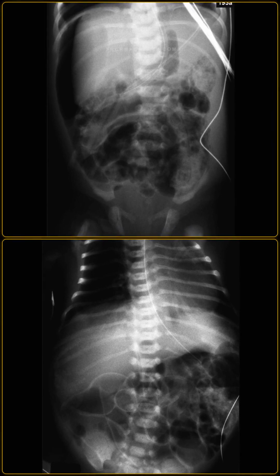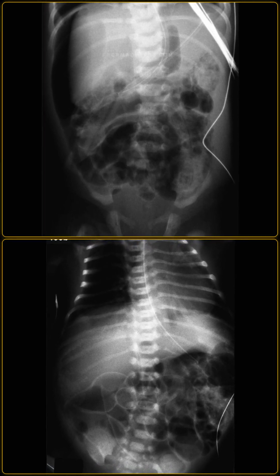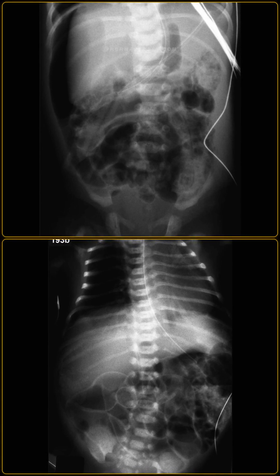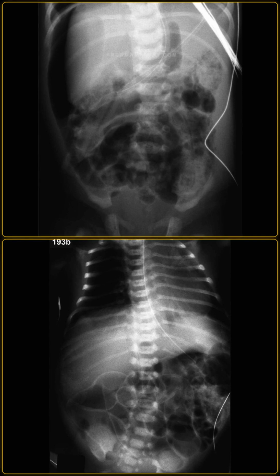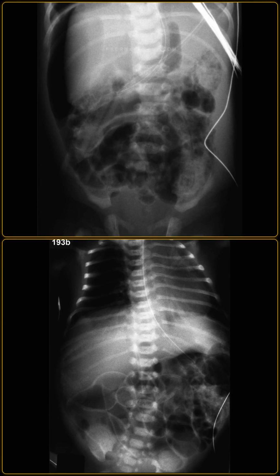How would you manage this patient as a radiologist? Okay. As a radiologist, I would recommend comparing these radiographs with prior films to assess the progression of bowel dilatation or pneumatosis. I would suggest checking for portal venous gas and evaluating all catheter positions.